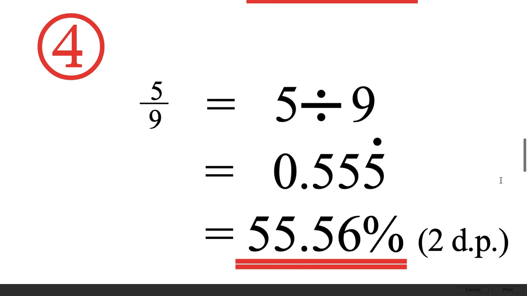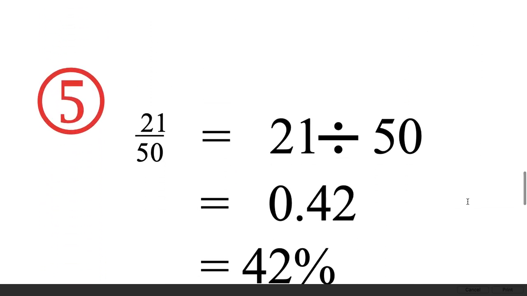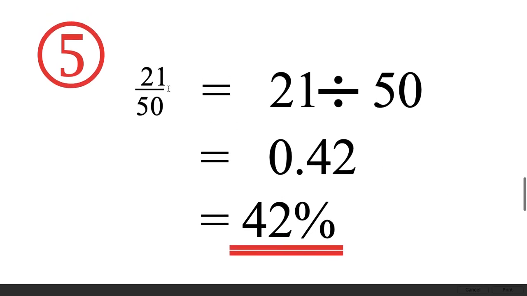Question 4. 5/9 means the same as 5 divided by 9, which is 0.5555 recurring, dot over the top to indicate recurring. Shift the decimal 2 places, and that's the same as 55.55555555 recurring, which I've rounded to 55.56 to 2 decimal places. And finally, 21/50 means the same as 21 divided by 50, which is 0.42. Shift the decimal 2 places, that's 42%.